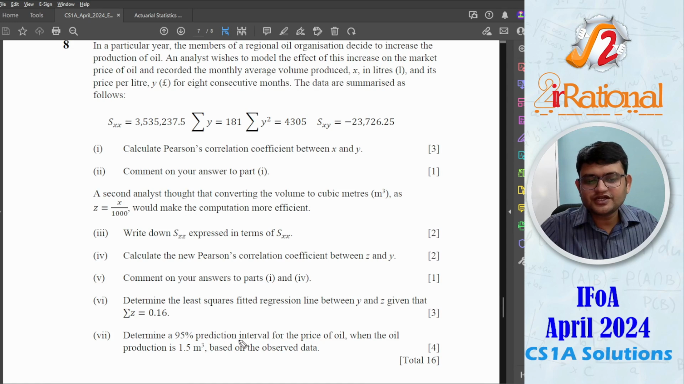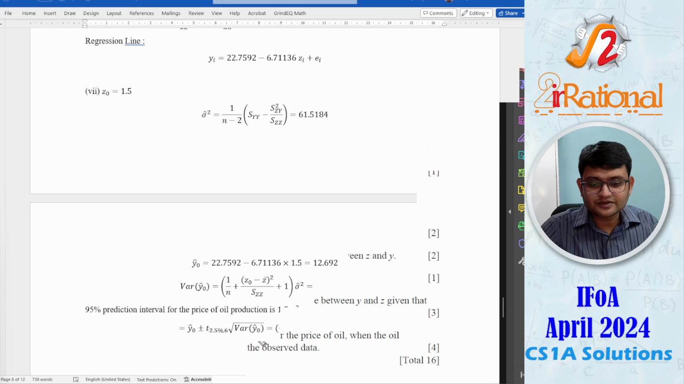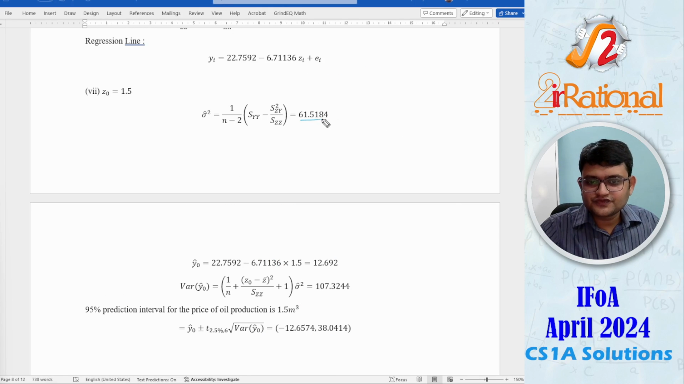Determine a 95% prediction interval for the price of oil when the oil production is 1.5 meter cube based on the observed data. Prediction interval is just confidence interval for individual response. We learned that in R programming. So to find the confidence interval, first we'll require the sigma hat square. Then we will calculate the individual value y hat 0 by substituting in the regression line. Then we'll calculate the variance for that individual response. Remember that we add a sigma square for individual response.